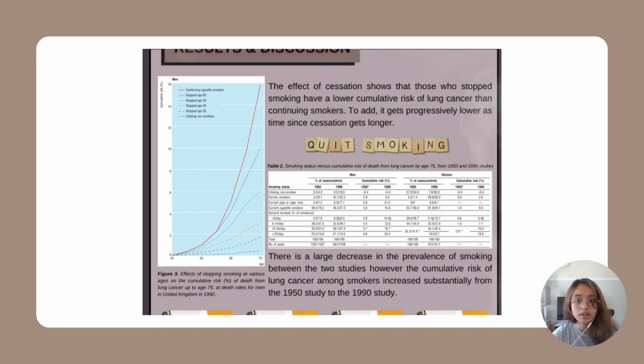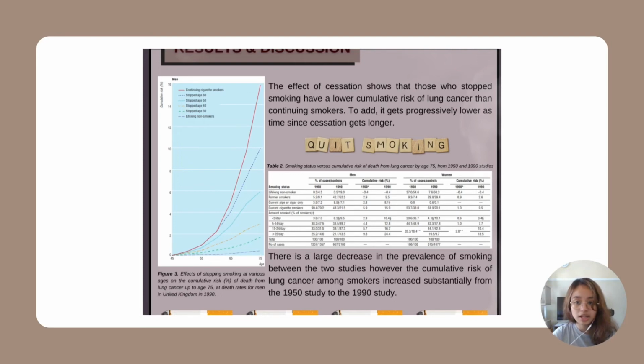Now, on to the comparison of findings for smoking in 1950 and 1990 studies presented in Table 2. There were two clear changes observed, namely the changes in prevalence of smoking and changes in lung cancer rates among continuing smokers. For the changes in prevalence of smoking, one clear difference between the 1950 and 1990 study results in Table 2 is that many of the controls in the 1990 study had given up smoking. So there was a large decrease in the prevalence of smoking between the two studies.